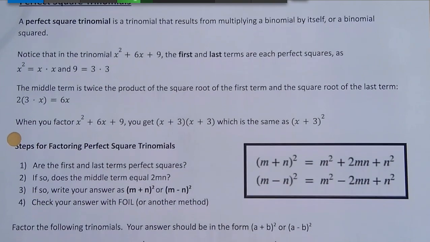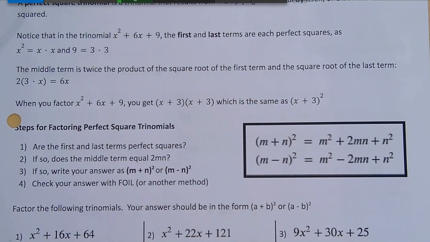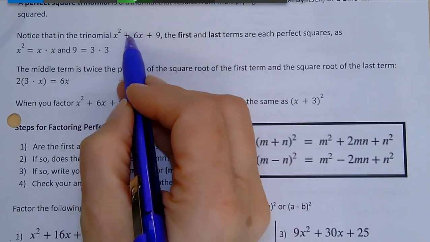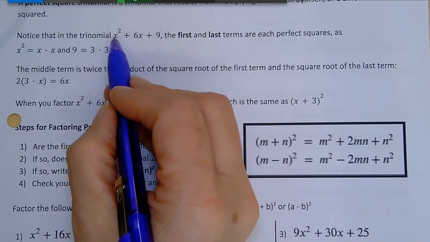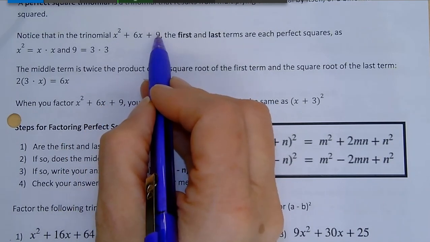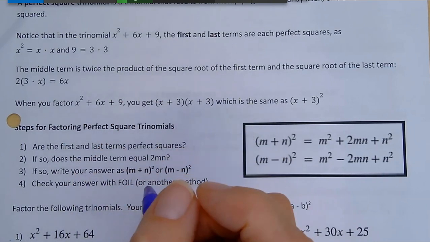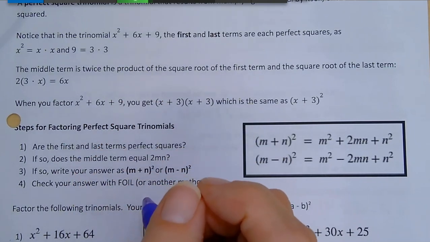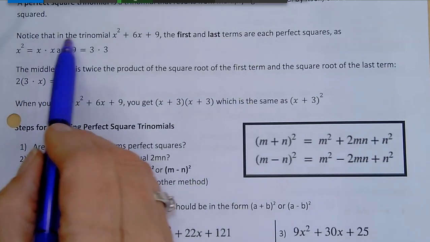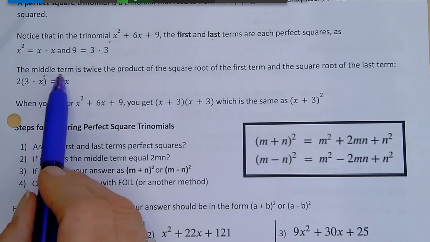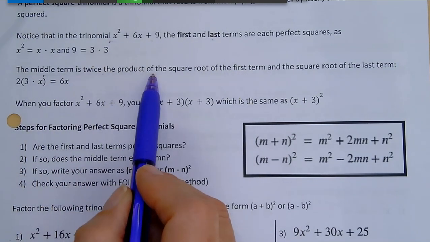So your center term is always going to be double the square root of the first times the square root of the last. All right, so we're going to look for some more specific ideas here as well. If I am adding my middle term, then I'm going to say that I have x, the square root of the first term, plus 3, the square root of the last term. If I'm subtracting that middle term, my binomial is going to be a difference instead of a sum. Again, notice that in this trinomial, the first and last terms are both perfect squares, and the middle term is twice the product of the square root of the first and the square root of the last.